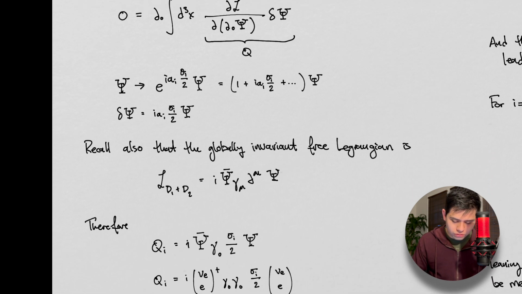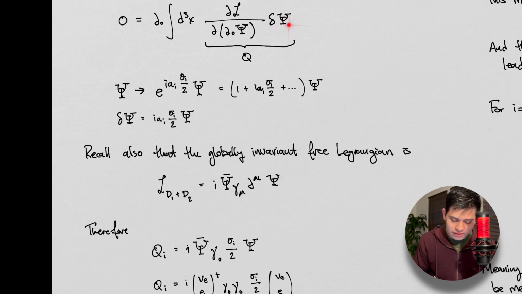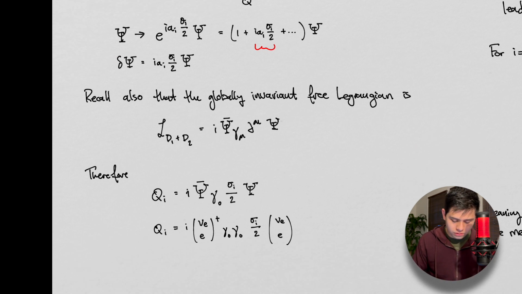So we can define this. This is not too hard. This is just the change in our field when we do a Taylor expansion. So that comes from this right here. So that's that change in our field.